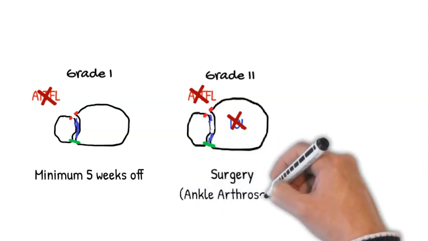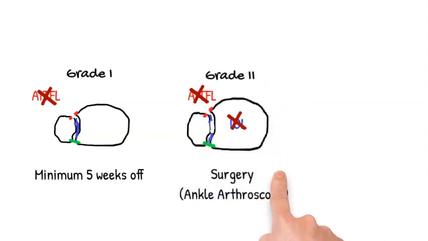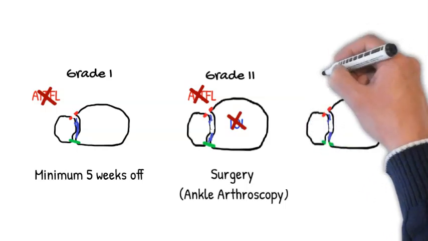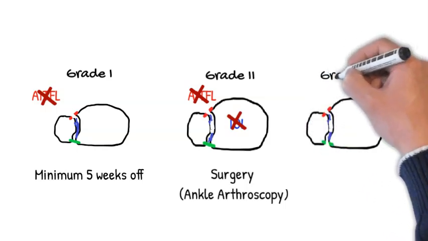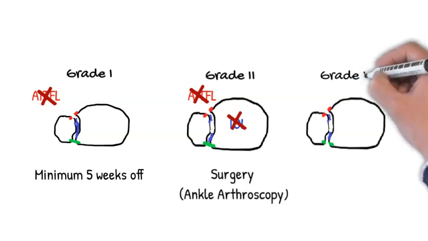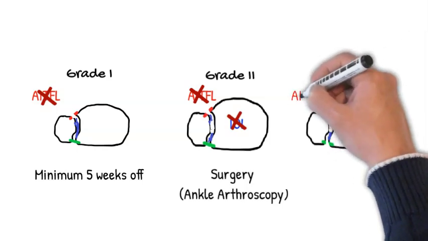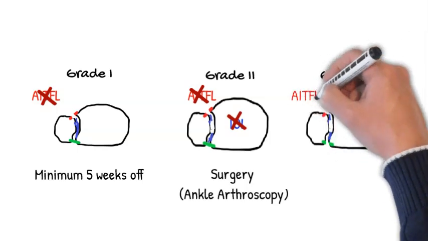And in many cases, we're recommending what's called an ankle arthroscopy, so looking inside your ankle to see if the fibula is moving too much and whether it needs to be stabilized. A grade 3 means you bust all 3, and it's the more serious one. And in those, generally, we're also recommending an ankle arthroscopy.